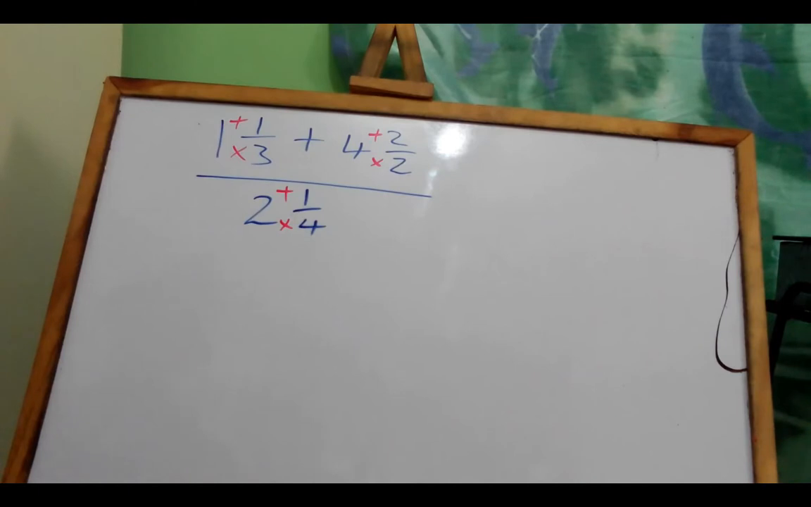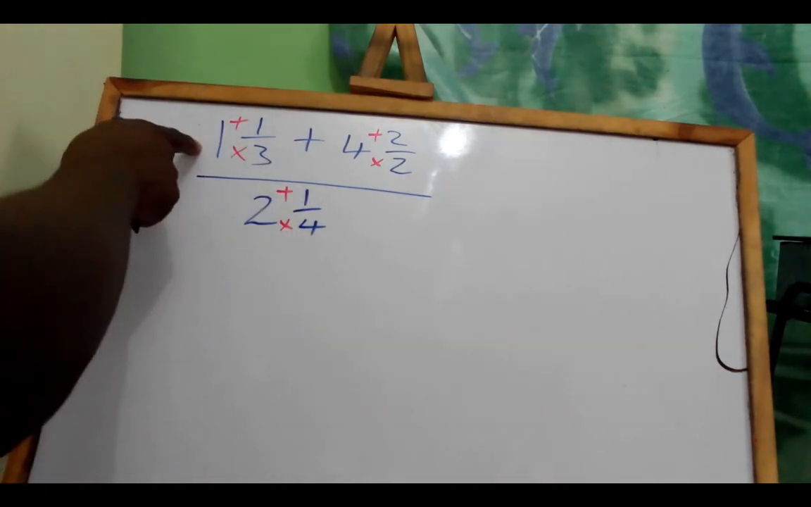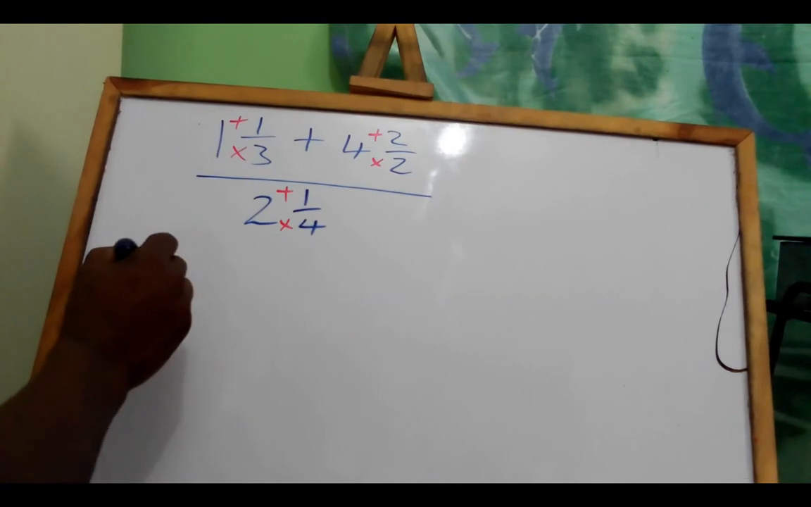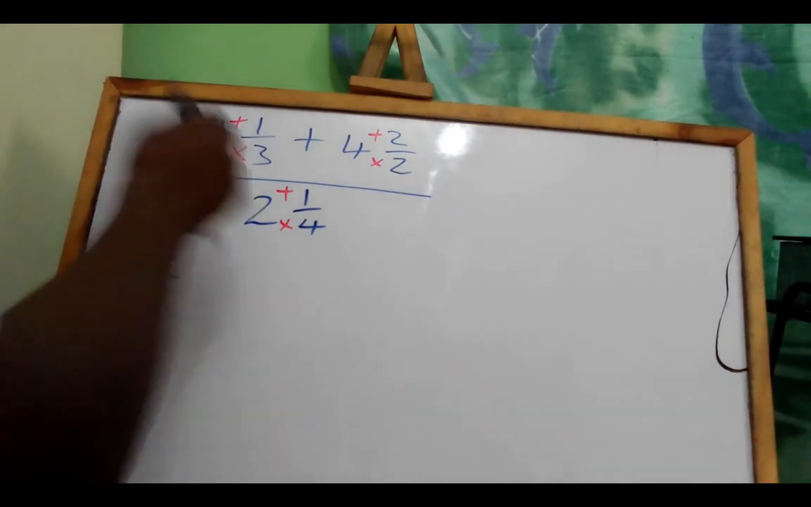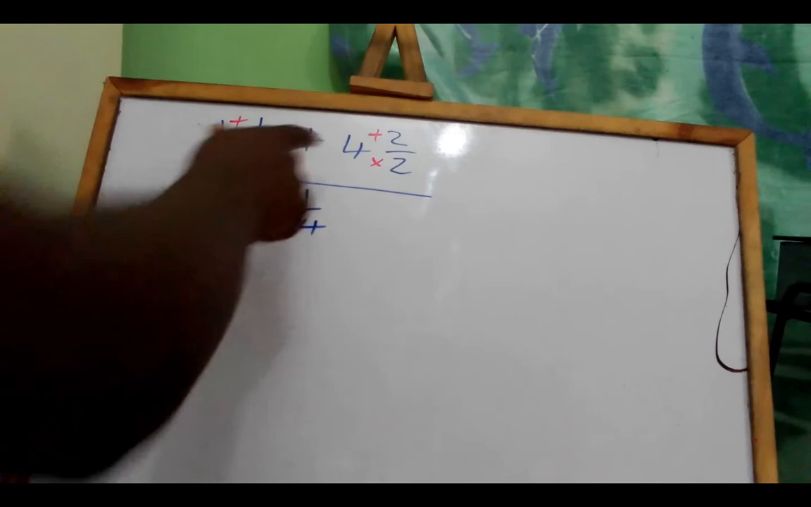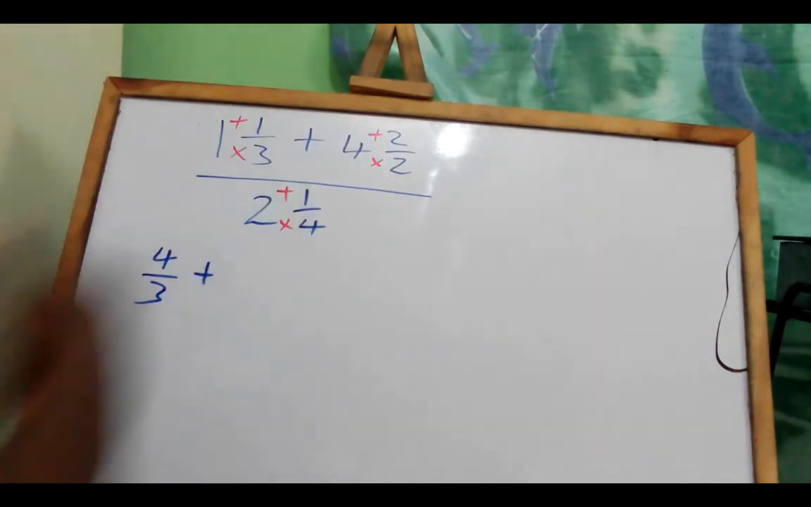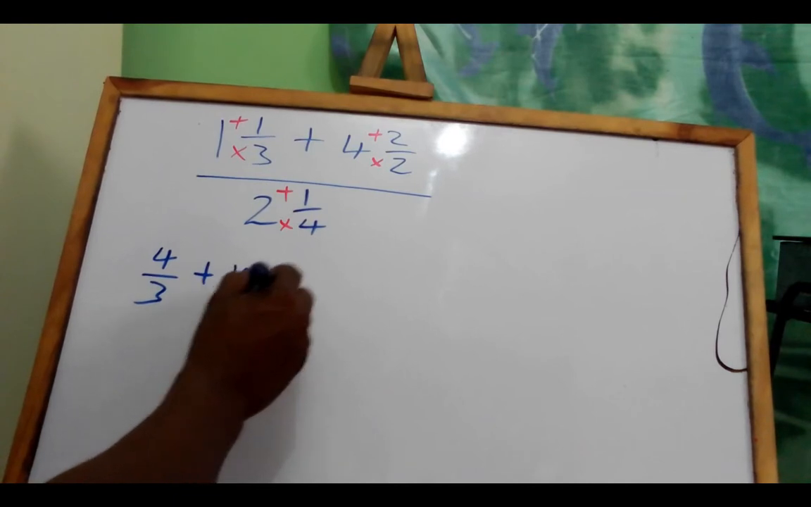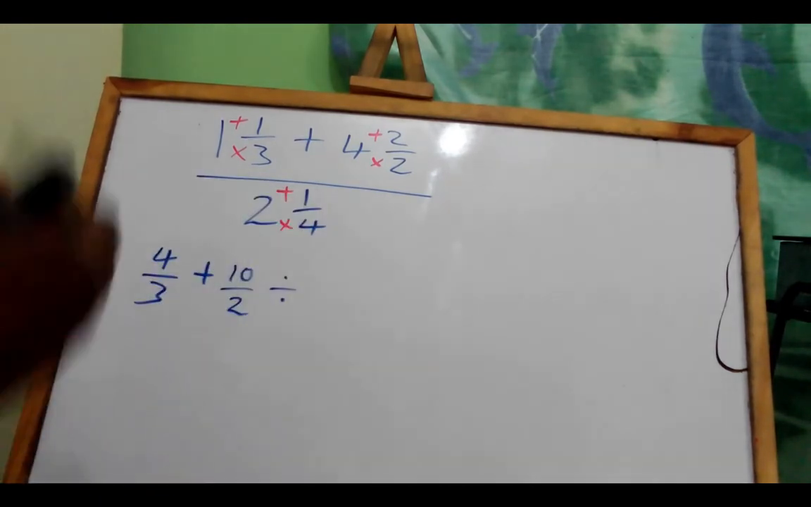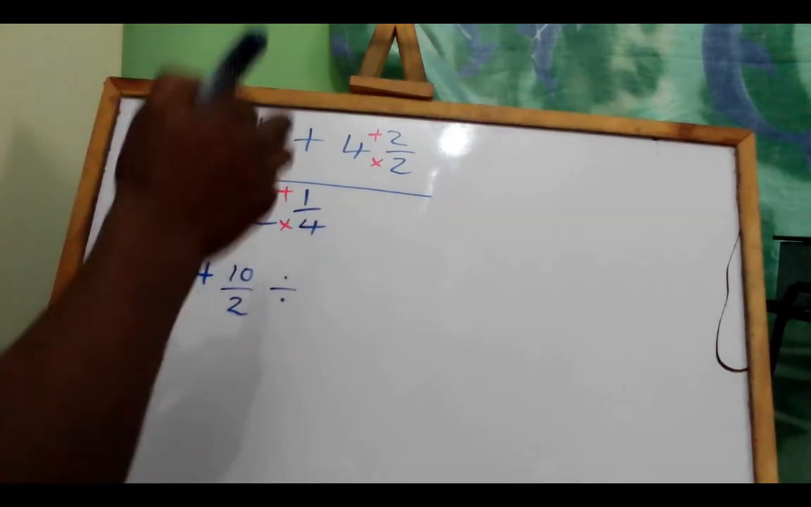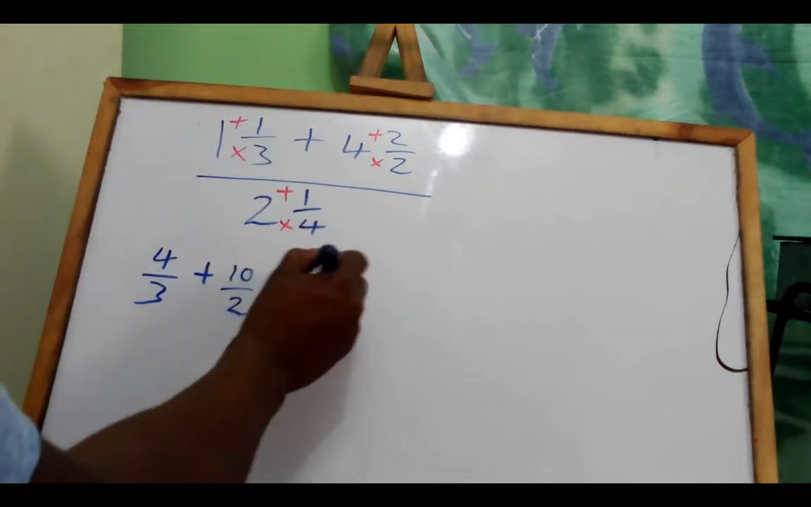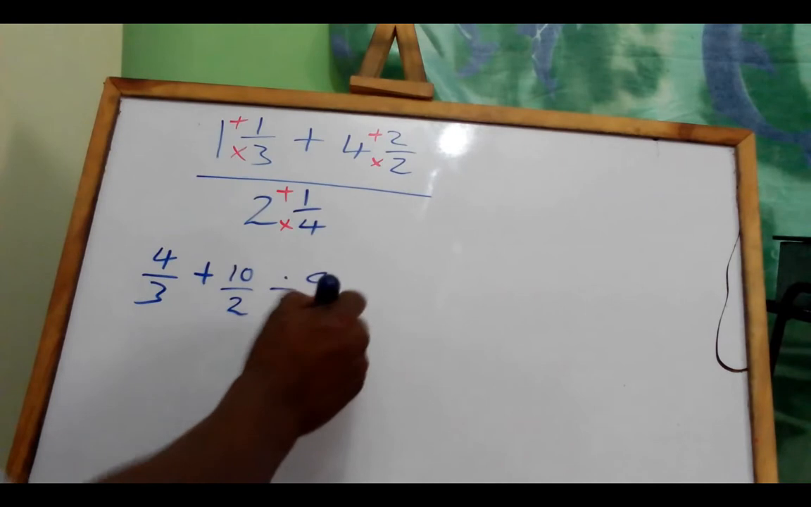So let us calculate. 3 ones is 3 plus 1 is 4. So we can write 4 over 3. 4 times 2 is 8 plus 2 is 10. So we have 10 over 2 divided by 2 times 4 is 8 plus 1 is 9. So we have 9 over 4.